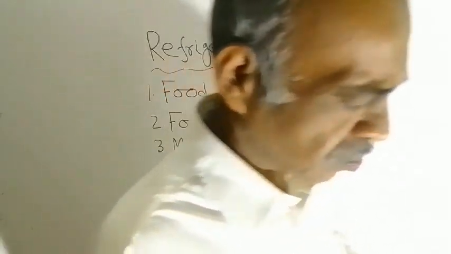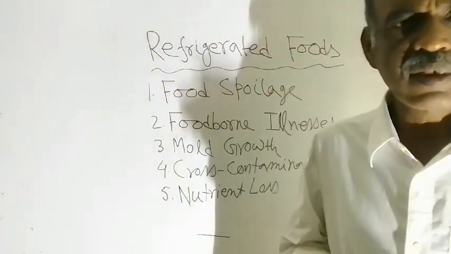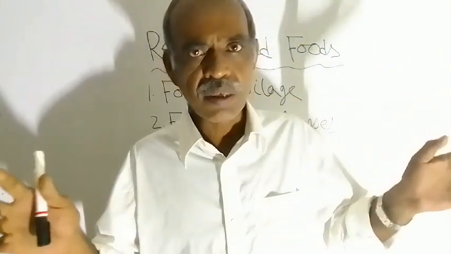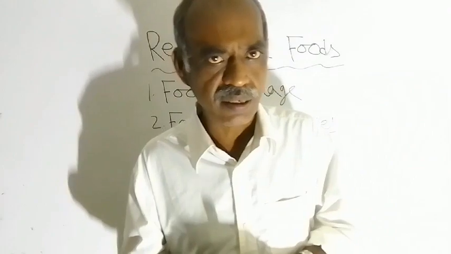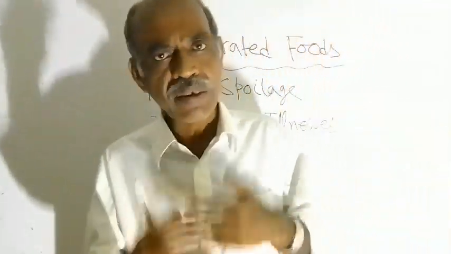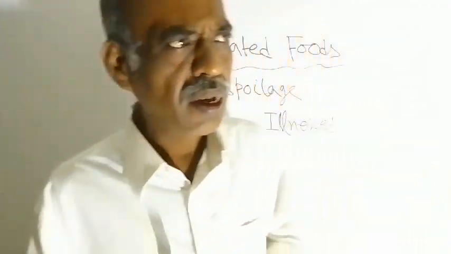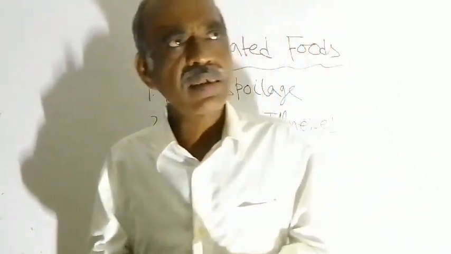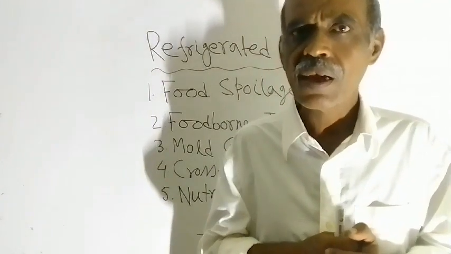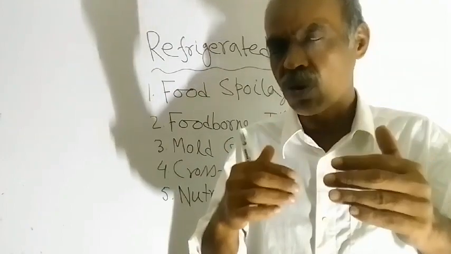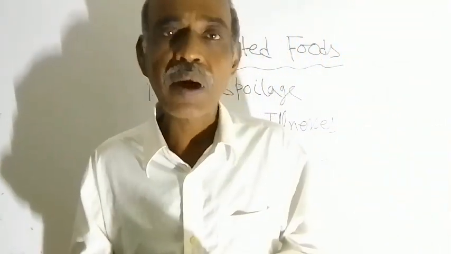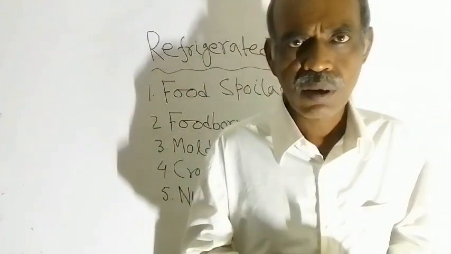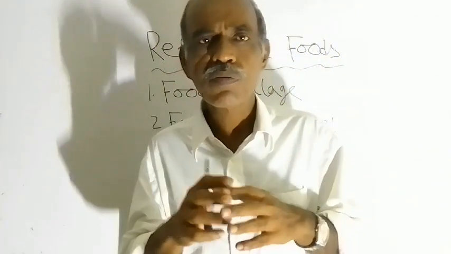Point number 1 is food spoilage. How are foods spoiled? Due to the growth of bacteria and fungi, foods are spoiled. At normal temperature, when the foods are not kept inside the refrigerator, the growth rate of bacteria and fungi is fast. But whenever you keep the food items inside the refrigerator, due to the low temperature, the growth rate of bacteria, fungi, etc. slows down, but is not stopped fully.